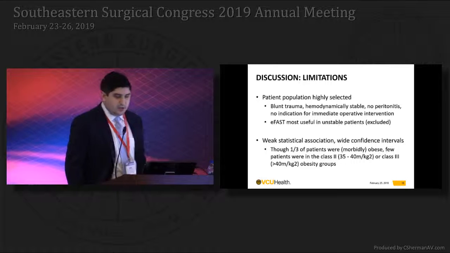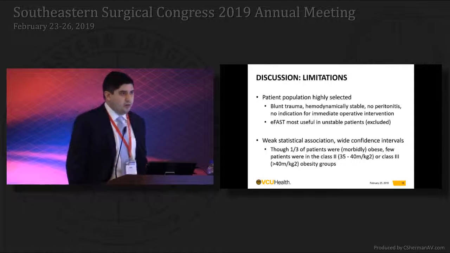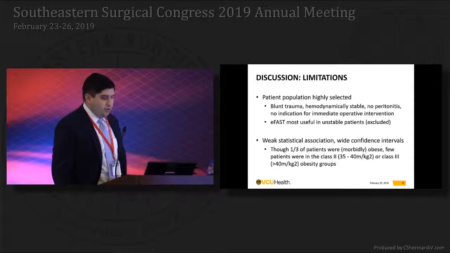Also, we had weak statistical association with wide confidence intervals, and this is due to the fact that we had a few number of patients that were in the class 2 or class 3, which we classified as morbidly obese groups, yet we still did have 1/3 of patients in our entire study that were obese.